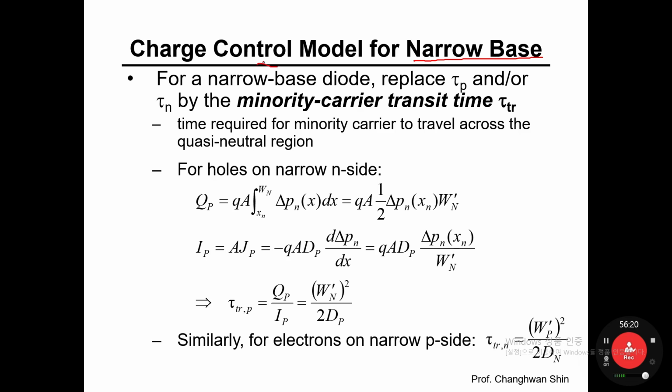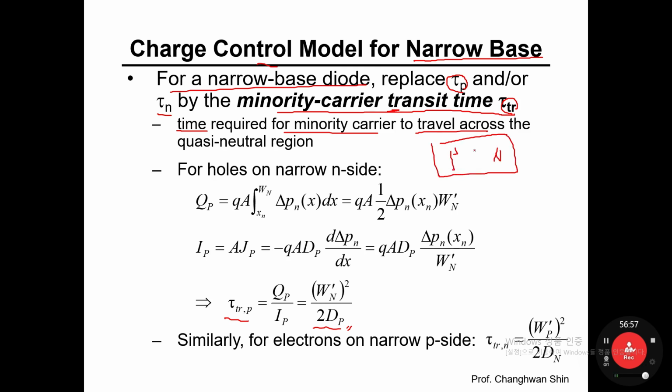So for a narrow base diode, you can simply replace tau sub p or tau sub n by what? By the minority carrier transit time, tau sub tr. So we can get the equation for tau sub tr in the end. But before moving forward, how much time is required for minority carriers to travel across the quasi-neutral region? I'm talking about here.